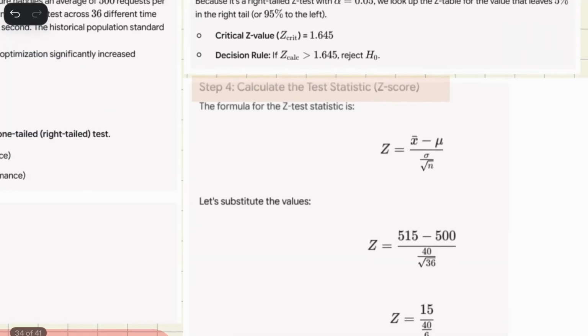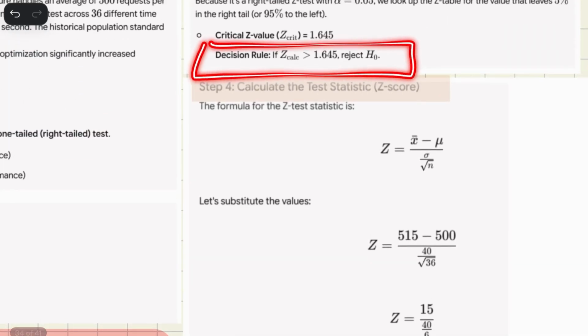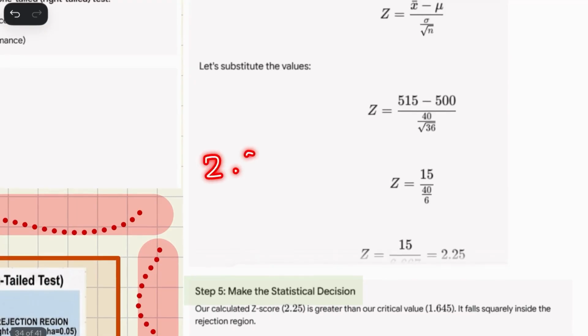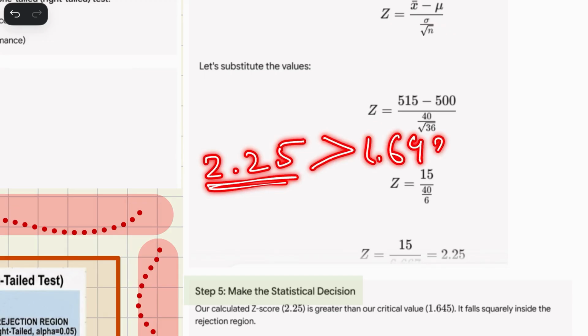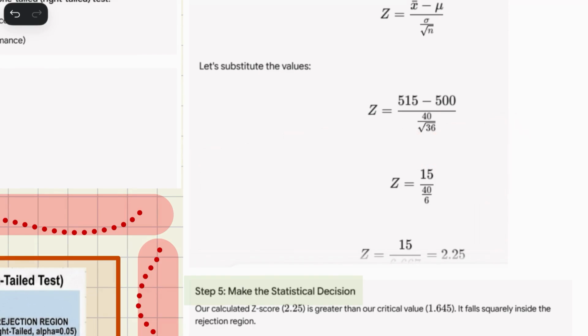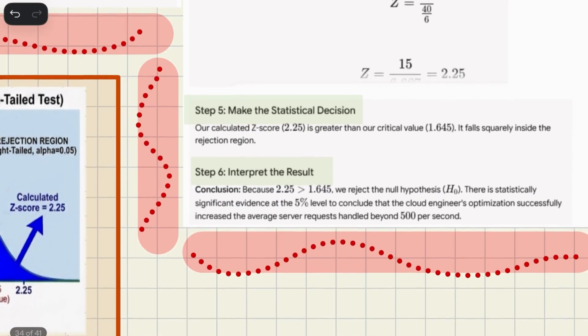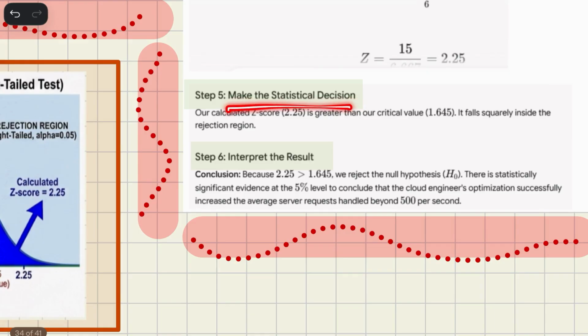Now you know that we have a decision rule that if the calculated Z score is greater than 1.65, that means we reject the null hypothesis. So since 2.25 is greater than 1.645, we reject the null hypothesis and accept the alternative hypothesis. So this is what we write. We make the statistical decision and we write that since the Z score is greater than the critical value, it falls in the rejection region.